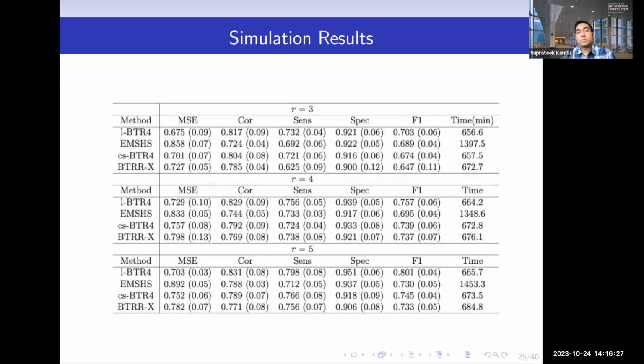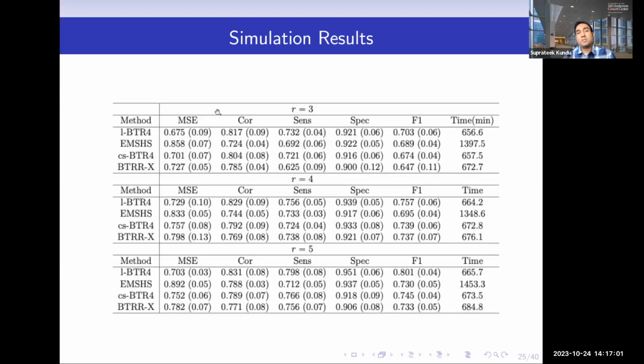So some simulation results. This is our method, LBTR4. Again, we really need to come up with a cooler name, but this is the longitudinal Bayesian tensor response regression model. And this is the EMSHS, the voxel-wise analysis that accounts for the gene network information. This is the cross-sectional Bayesian tensor response regression model. And this is the Bayesian tensor response regression model without incorporating the gene effects.